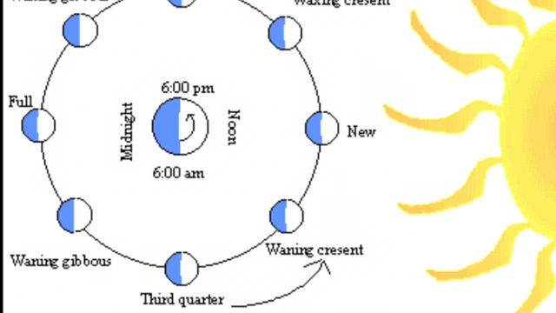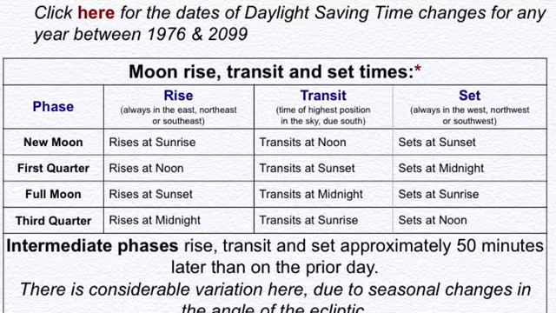Here we have a visual of the rising and setting times of the moon. If we look at this picture, we can see that during a new moon, the moon rises at sunrise and sets at sunset. During the first quarter, the moon rises at noon and sets at midnight. During a full moon, it rises at sunset and sets at sunrise. During the third quarter, it rises at midnight and sets at noon.